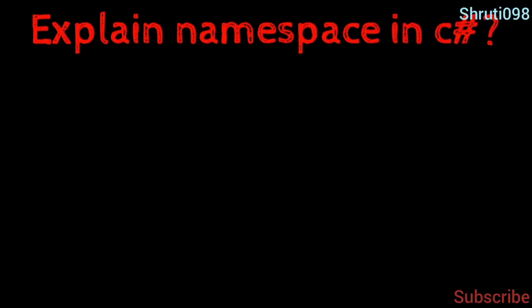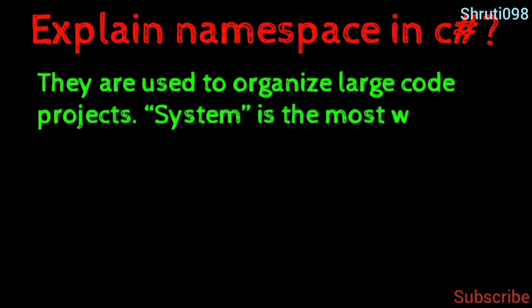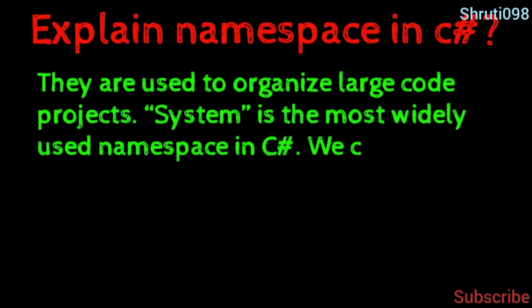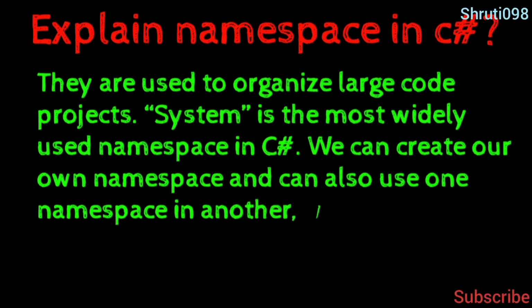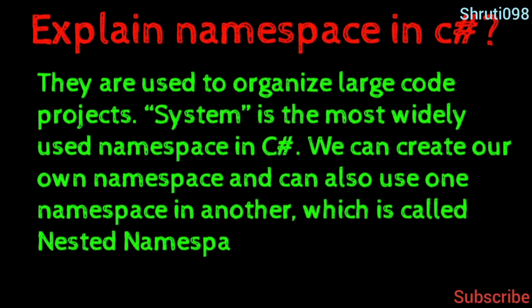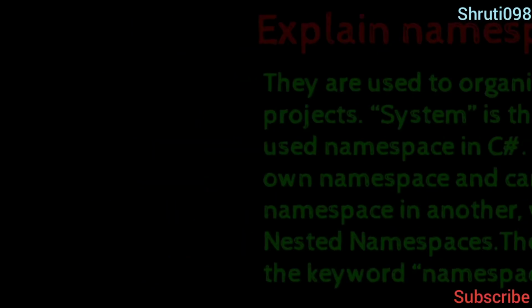Question: explain namespace in C#. Answer: they are used to organize large code projects. System is the most widely used namespace in C#. We can create our own namespace and can also use one namespace in another, which is called nested namespaces. They are denoted by the keyword namespace.